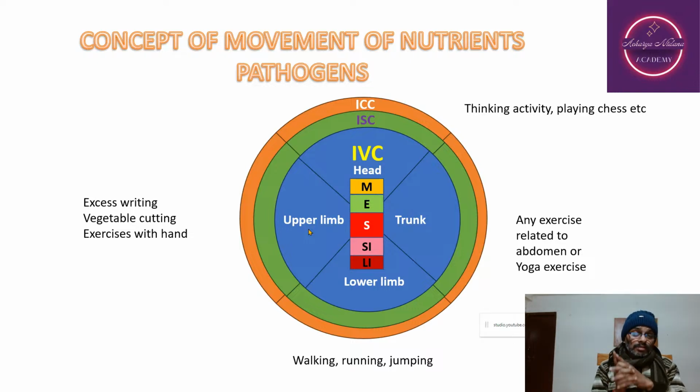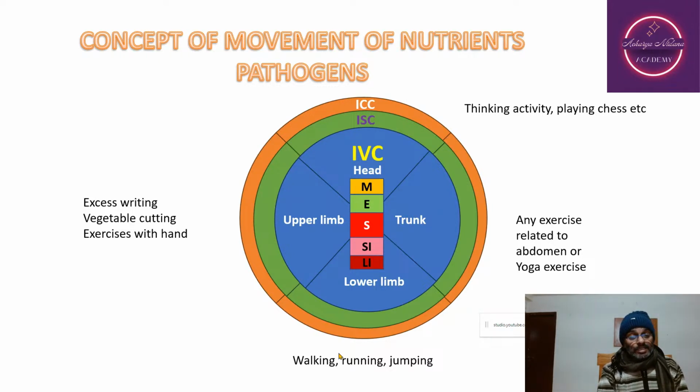That is the reason, depending upon the nature of the etiological exposure, the person will have movement of the pathogen. Suppose the person has the pathogen here, and is doing a lot of writing or vegetable cutting, for example a cook. In that situation, a pathogen present in the stomach may straight away enter the upper limb. From there, it may enter the interstitial compartment and the intracellular compartment of the upper limb.